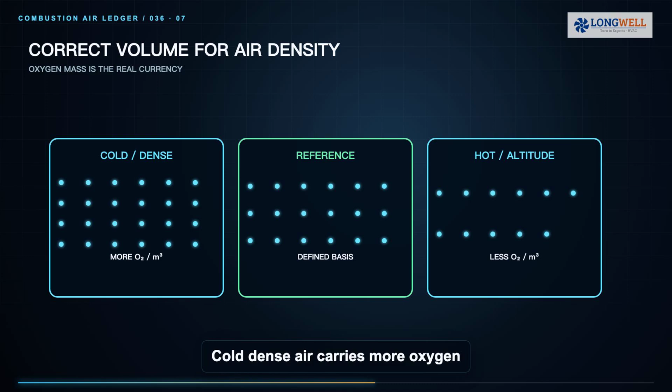Cold dense air carries more oxygen per cubic meter and usually requires more fan pressure for the same volume path resistance. Hot, high altitude or preheated air carries less oxygen per cubic meter, so the required volume may increase. Convert on a mass basis and apply the fan manufacturer's correction method. State whether the schedule uses normal cubic meters, standard cubic feet or actual inlet volume. That small line prevents a large error.